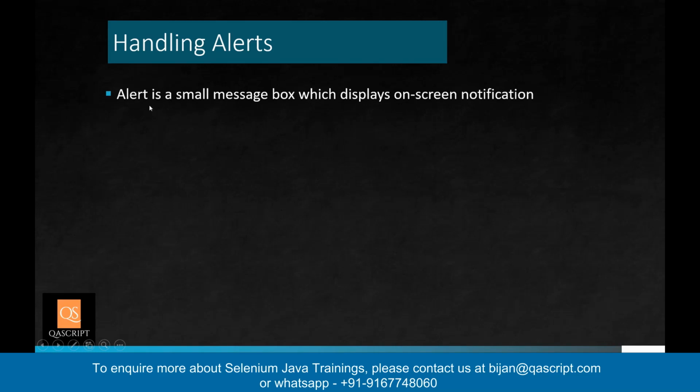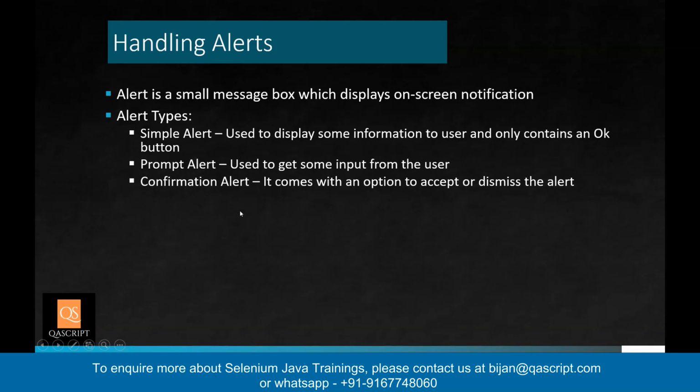Okay, so an alert is nothing but a small message box which displays an on-screen notification. And as I told you, there are different types of alerts. There is the simple alert, which is used to display some information only to the user. You can either press or click on the OK or cancel button. Or there could also be a close button. Then there are prompt alerts, used to get some input from the user. Then there is the confirmation alert, which comes with an option to accept or dismiss the alert.